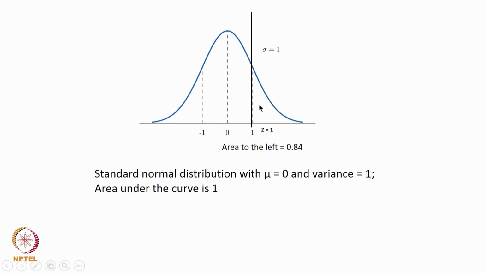This is roughly z equal to 1. So, to the right is 0.16, to the left is 0.84. So, this is 0.16, this is 0.34, this is 0.34, this is again 0.16. So, you realize that these two put together give us 0.68, this and this give us 0.32 and so on.